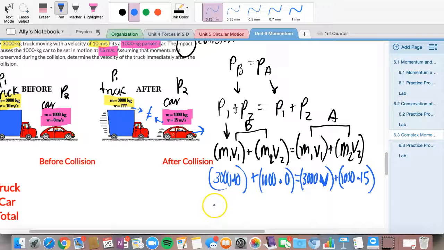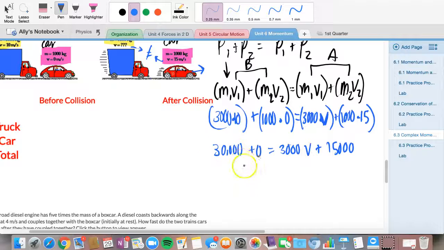So now once we solve this, we're going to get 30,000 here plus 0 equals 3,000 v plus 1,500. Okay. So our next job is to solve for v. So this is really just 30,000. I want to move the 15,000 to the other side.